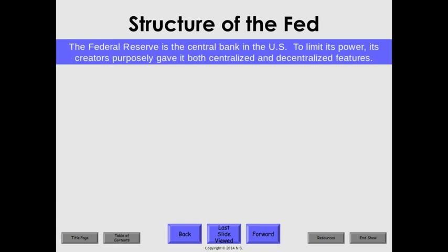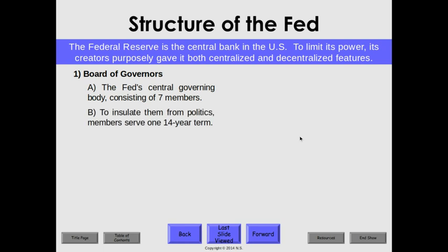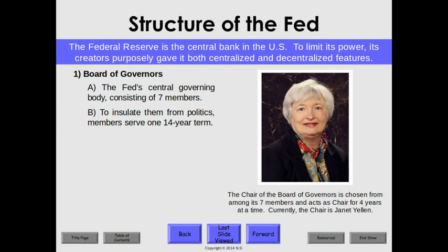So it's the central bank of the United States. That's an easy way to remember it. You hear Federal Reserve, just think, okay, that's the central bank of the U.S. But to limit its powers, the founding fathers purposely gave it both centralized features and decentralized features. So, number one, there's a chairman, of course, but it's ruled by a board of governors. To insulate them from politics, members on the board of governors serve for one 14-year term.